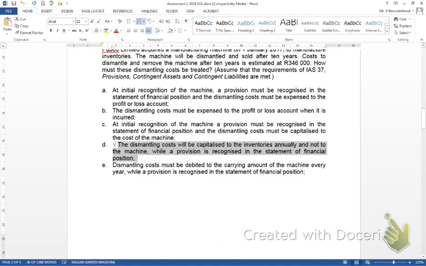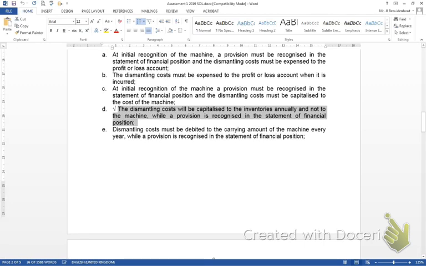D as your answer. The dismantling costs will be capitalized to the inventories annually and not to the machine, while a provision is recognized in the statement of financial position. So the debit will be to inventories and the credit will be to your provision account. That is how that provision will be created.